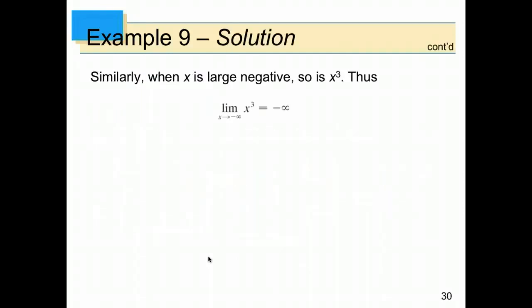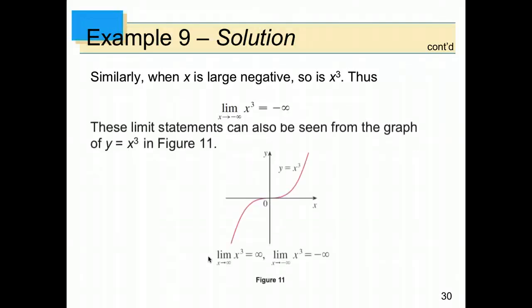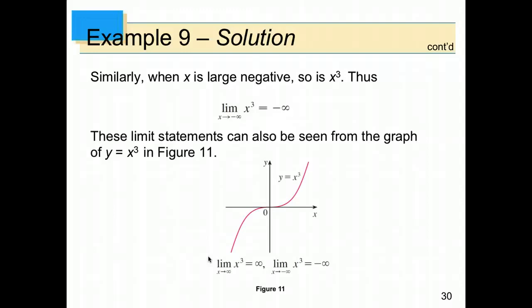Similarly, when x gets really, really small, or large negative values if you want to look at it that way, x cubed is going to negative infinity. So there's no limit, but we're just talking about the behavior of that graph there. And once again, you're familiar with the function, so you should be able to realize that on the graph itself.